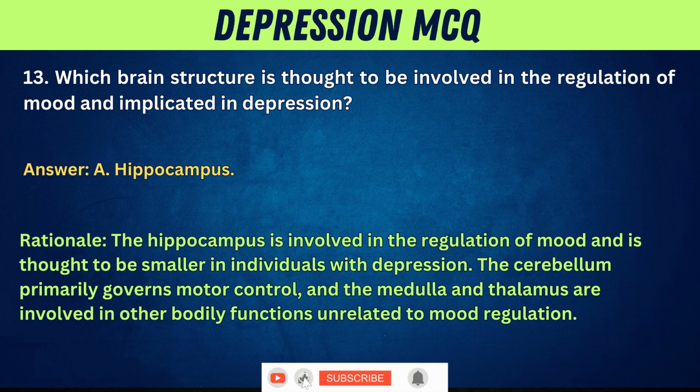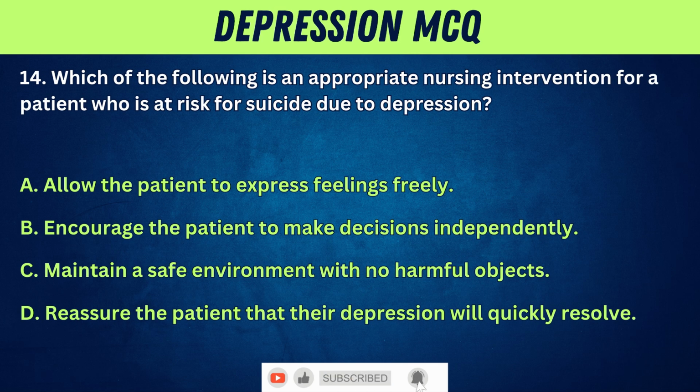mood regulation. 14. Which of the following is an appropriate nursing intervention for a patient who is at risk for suicide due to depression? A. Allow the patient to express feelings freely. B. Encourage the patient to make decisions independently. C. Maintain a safe environment with no harmful objects. D. Reassure the patient that their depression will quickly resolve.